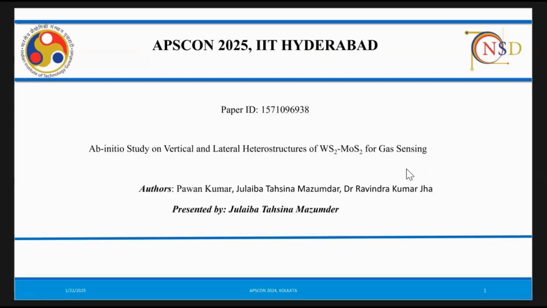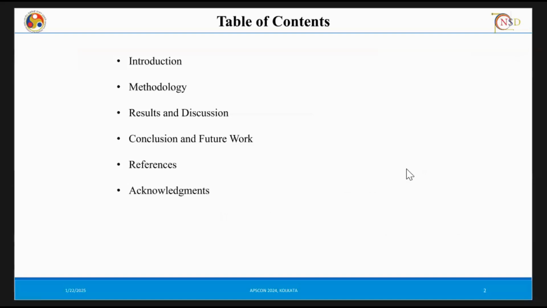Okay, my topic for today's presentation is an ab initio study on vertical and lateral heterostructures of WS2 and MoS2 for gas sensing application. My presentation starts with introduction, followed by methodology, results and discussion, and conclusion.